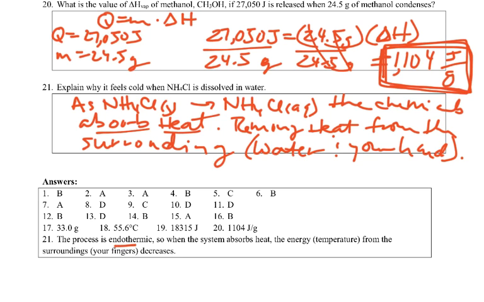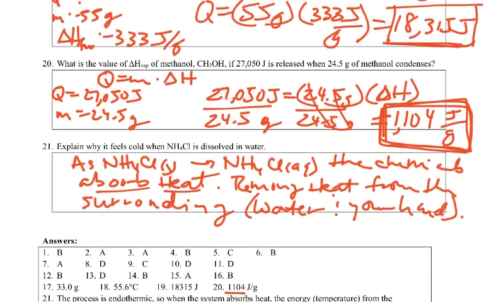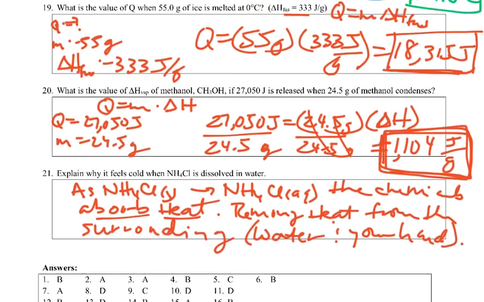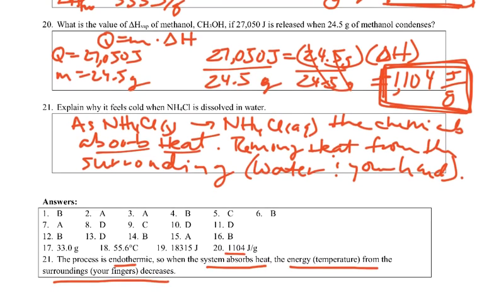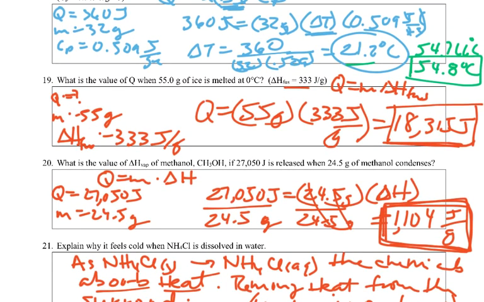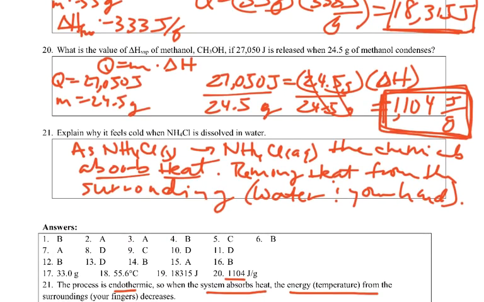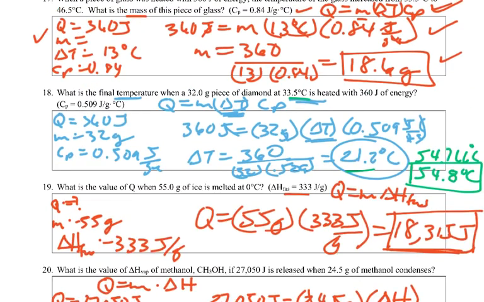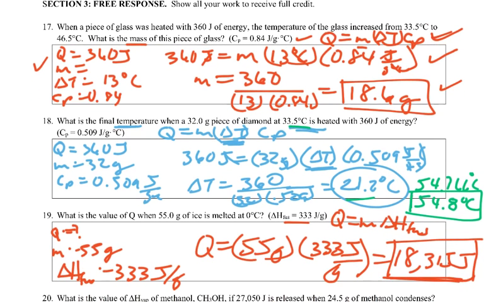The process is endothermic, so when the system absorbs heat, the temperature of the surroundings and your fingers decreases. Okay, that works. So I think we got the right answers. Yeah, positive 18,315, that's good. They got 55.6. I got 54.8. Okay, we better check that math. And 33 grams. Ooh, 18.6 grams. Okay, well, I'm going to stop the tape here and check my answers on 17 and 18.